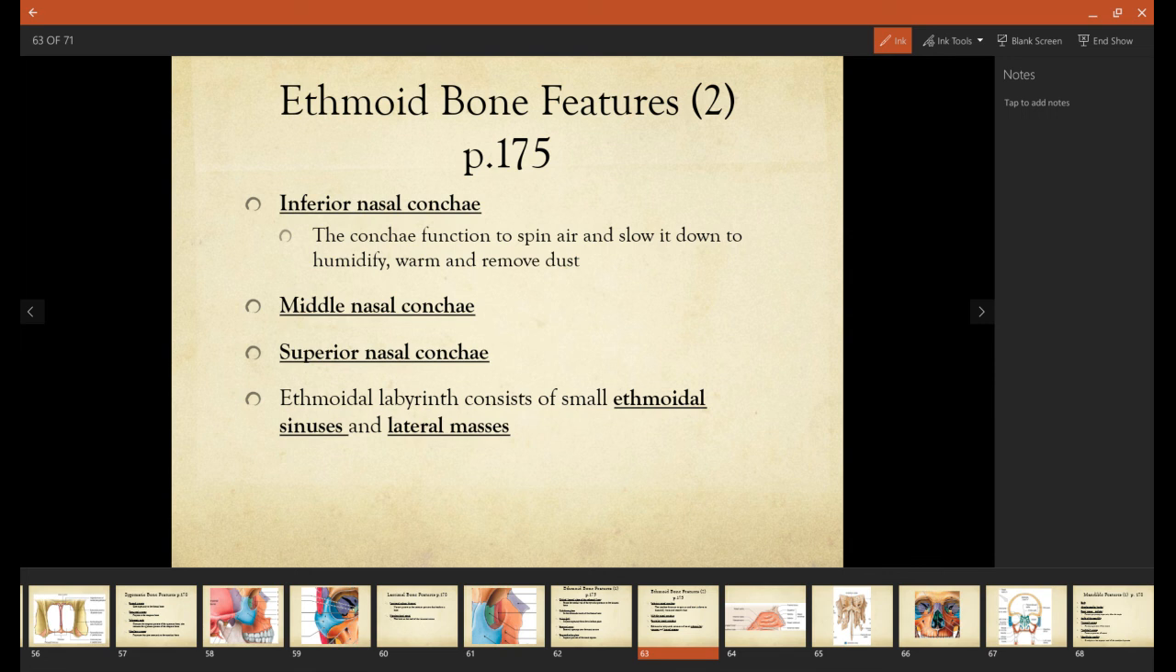And what these conchae are doing is they're curved, shaped, and it's going to spin the air to try to slow it down, try to warm it up a little bit, and remove any particles that you don't want going straight into your lungs. And inside the ethmoid bone is where we'll find sinuses and lateral masses. And so they form almost a little bony labyrinth as they go around the inside of the ethmoid bone.